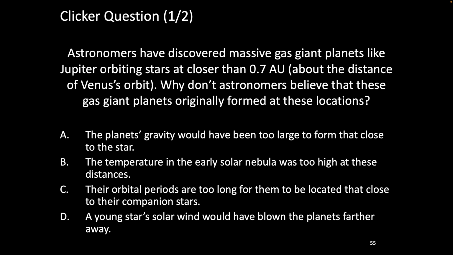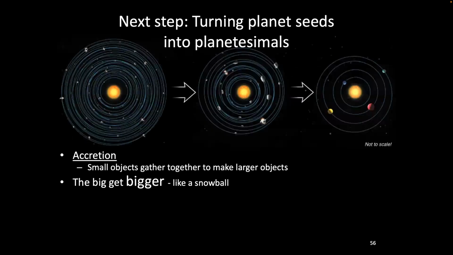Yeah, okay. So the temperature in the early solar nebula was too high at this point. So they can't form it, because we can't form anything out of hydrogen compounds. So let's talk about how you would make little baby things into big things. So you start with dust, like this, and it turns into a planet. First you start with small things, and that small stuff sticks together to make larger things. That's called accretion, right? The big get bigger like a snowball, or like capitalism.